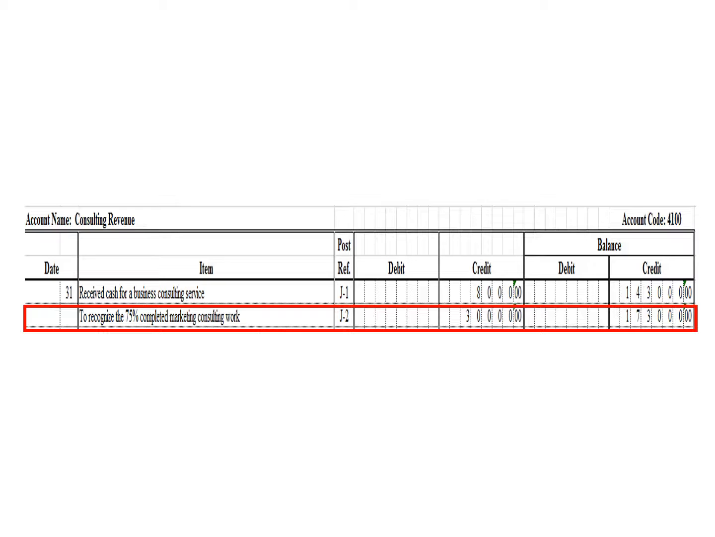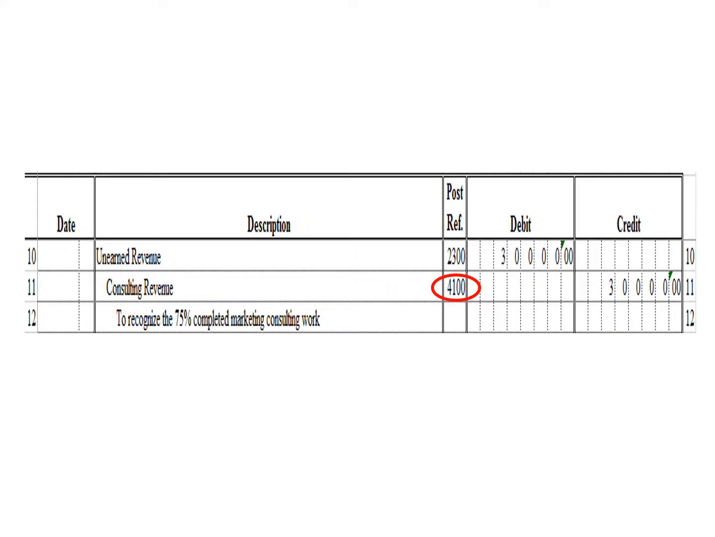How did we get this amount? We have a previous credit balance of 143,000 pesos plus another credit for 30,000 pesos. As of March 31, consulting revenue has a credit balance of 173,000 pesos. After posting the credit entry, we write the posting reference, 4100, the account code for consulting revenue.